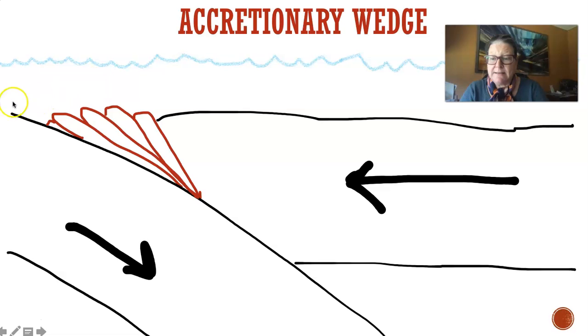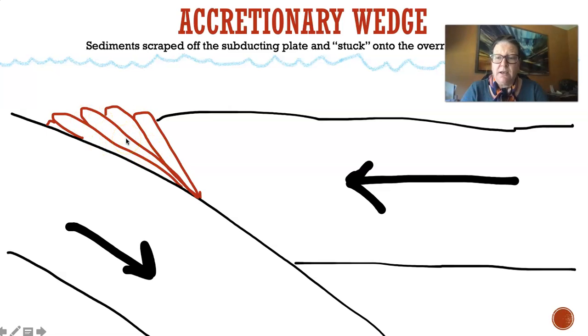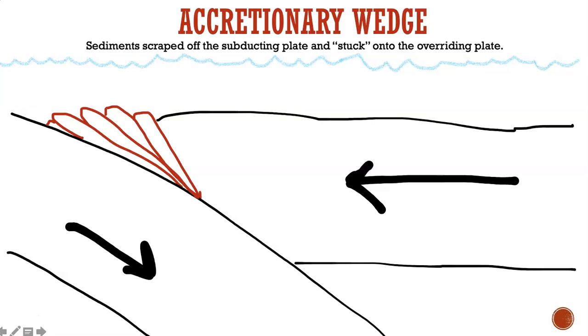And this is where sediment from the downgoing plate is being scraped off and accumulating at this region right here. And I've written this here so you can write it down. Sediment is scraped off of the subducting plate and stuck basically onto the overriding plate, or accreted is the word. That's where accretionary wedge comes from, because it's kind of wedge shaped.